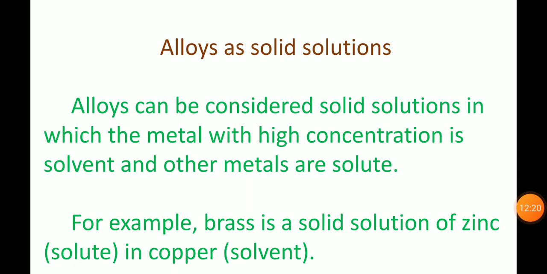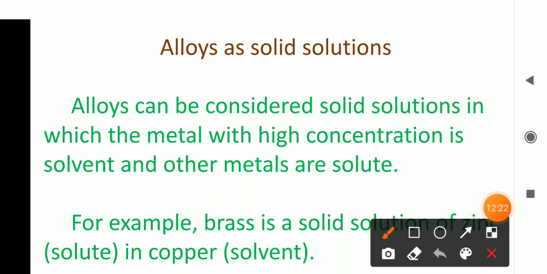That is given here. Alloys are considered as solid solutions in which the metal with higher concentration is the solvent and the other metals are solute. Here an example is given. Brass, again pittalai. Brass is a solid solution of zinc and copper. Here zinc is the solute, which means zinc will be taken in small quantity whereas copper will be taken in large quantity. So we can say alloys can be called solid solutions.